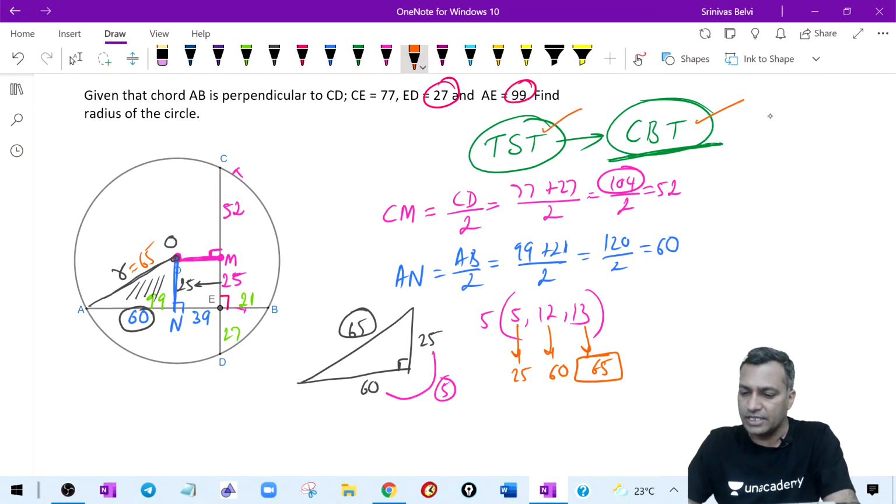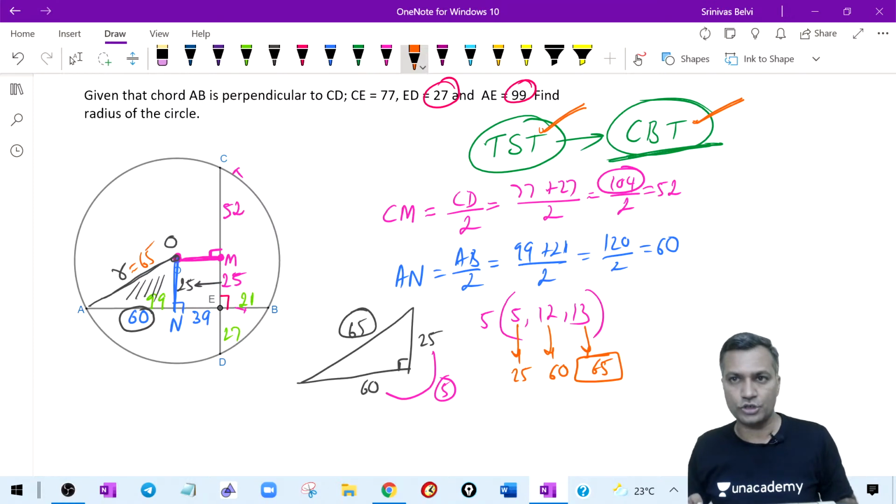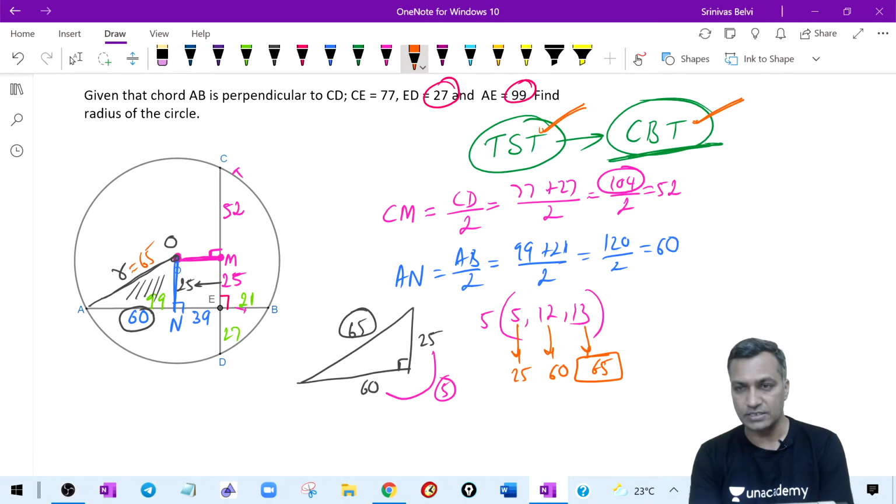Okay, two theorems are clear. We technically revised two theorems through this question: the tangent secant theorem and the chord bisector theorem. All good? These are all popular theorems. What we talked about in the beginning are the most popular things. That's right, Nazia. That's right.